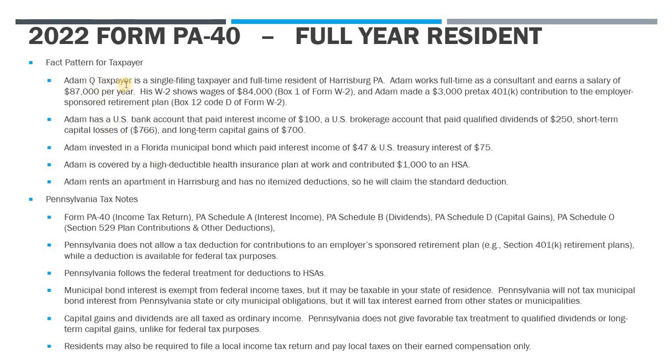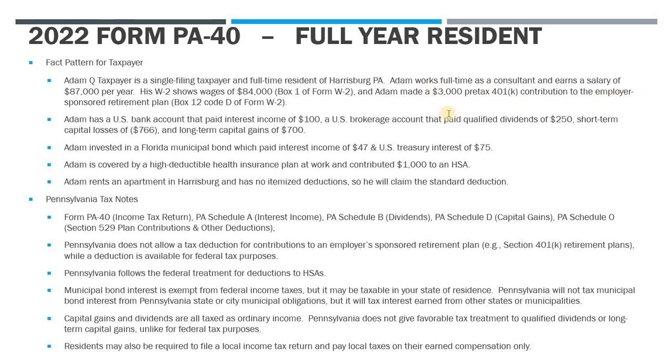So for our fact pattern here, we've got Adam, taxpayer. He's a single filing taxpayer, and he's a full-time resident of Harrisburg. He's a consultant and earns a salary of $87,000 per year. His W-2 is going to show wages in box 1 of $84,000, and Adam made a $3,000 pre-tax 401k contribution to that employer-sponsored retirement plan.